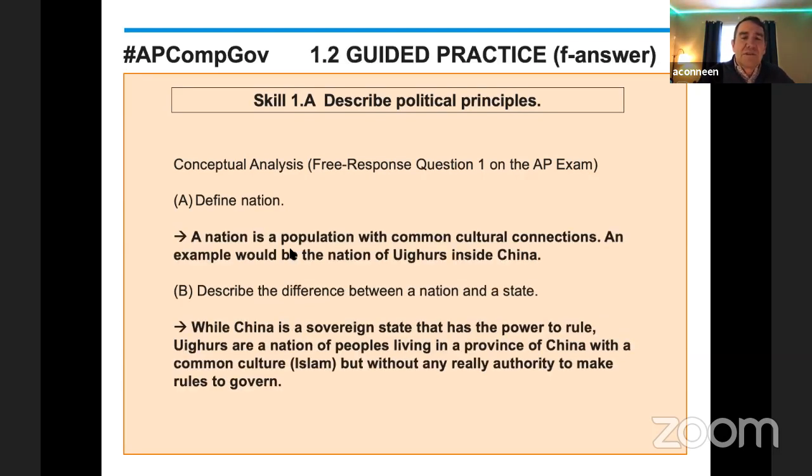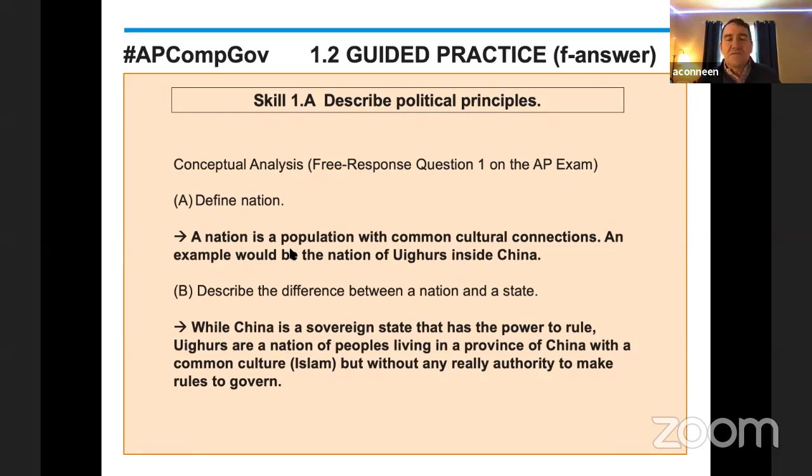So I'm going to show you some examples of how I could write this, or how a student could write this. Whenever you're asked to define a word, if you're just tuning in and this is your first review broadcast, my big tip in FRQ writing is when you're asked to define a concept or describe a concept, not only should you provide that definition from what you can remember, but I would really, really encourage you to try to use an example of that concept. So in this case, a nation is a population with a common cultural connection. An example would be the nation of Uyghurs inside China.